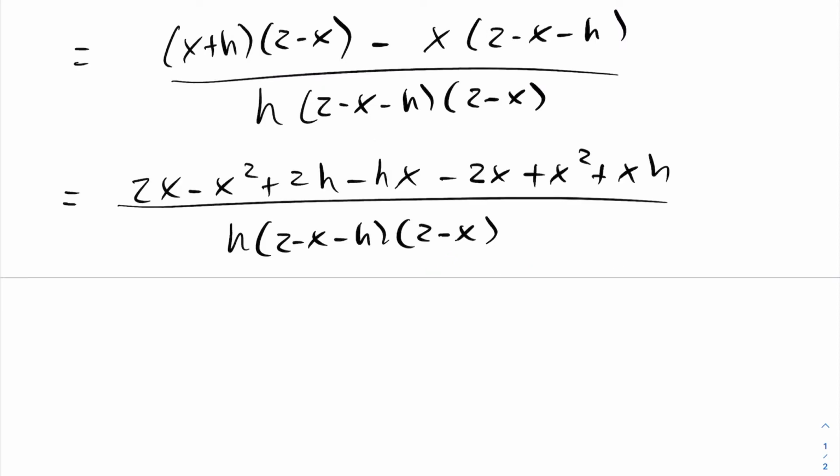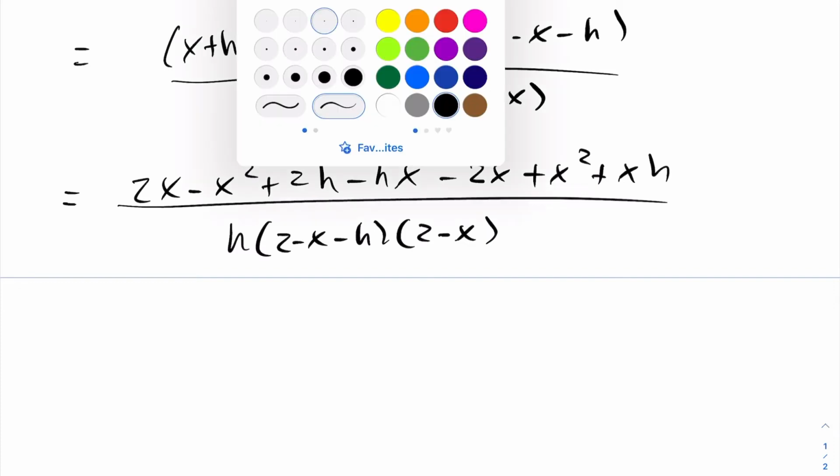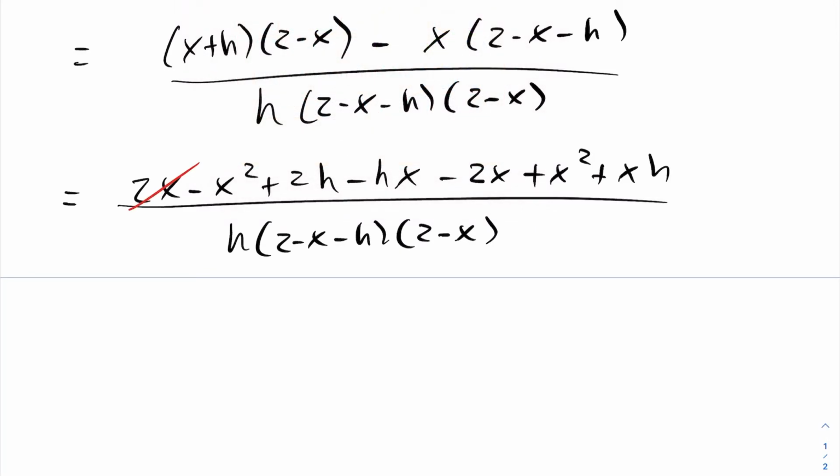Doing so, distributing, we have the following expression here. We want to go ahead and collect like terms. You'll notice right away that we have cancellation with the two x's. I also have cancellation between the negative hx and the negative xh. Remember, multiplication is commutative, so we can move those around, so they're actually like terms. Also, the x squareds will cancel here as well.